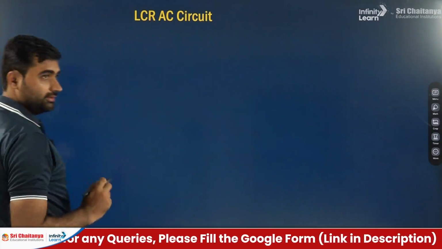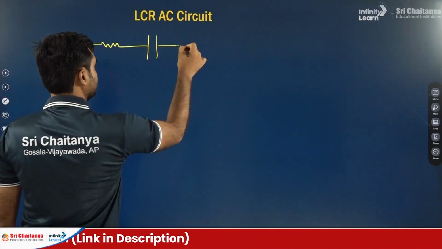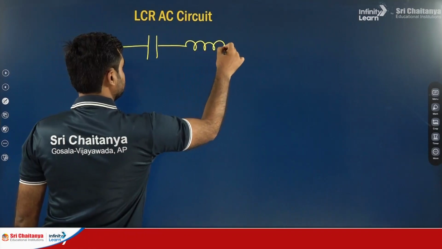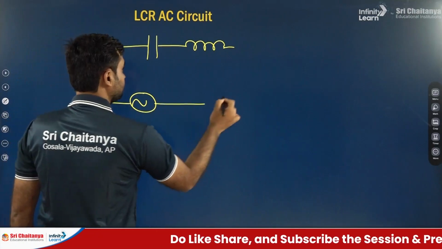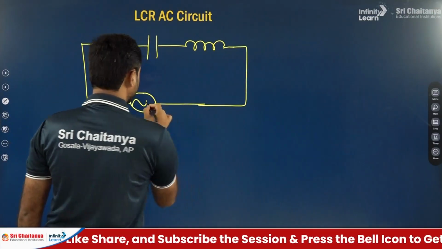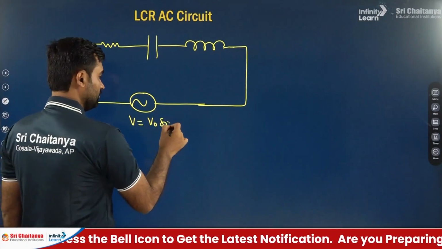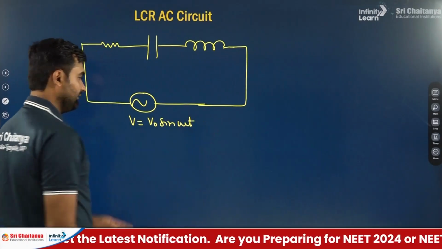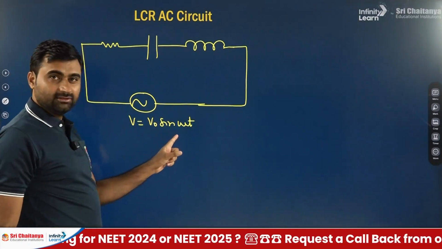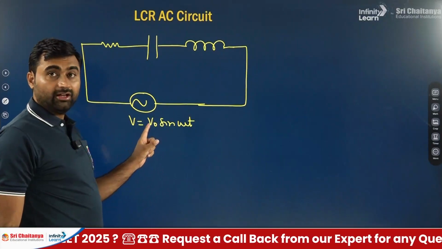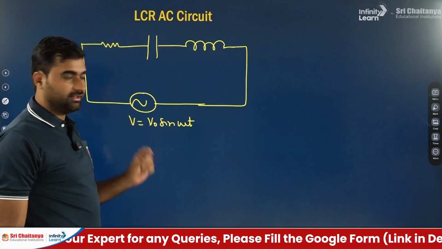Okay, I am drawing the circuit. This is the resistor, then the capacitor and then the inductor. These are there in the circuit. This is the AC voltage. We represent AC voltage like this. Okay, and the AC voltage value is given as V equal to V naught sine omega t. This is the peak value. You all know the wave equation. So in the wave equation, this is the amplitude. Amplitude means the maximum value, or we can say the peak value of voltage.